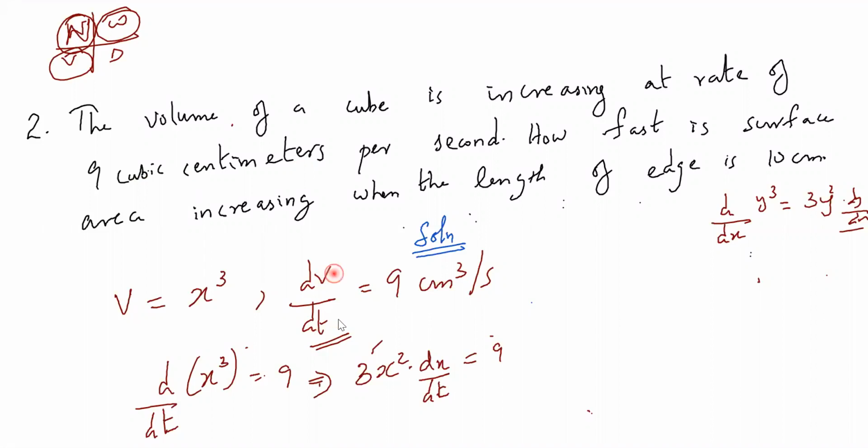Correct? And what is the volume formula? Volume of a cube is what? I'll write it down here itself if you don't know. Volume of the cube is a cube or x cube, right? That same thing only I wrote here. Now instead of this V, I have substituted what?